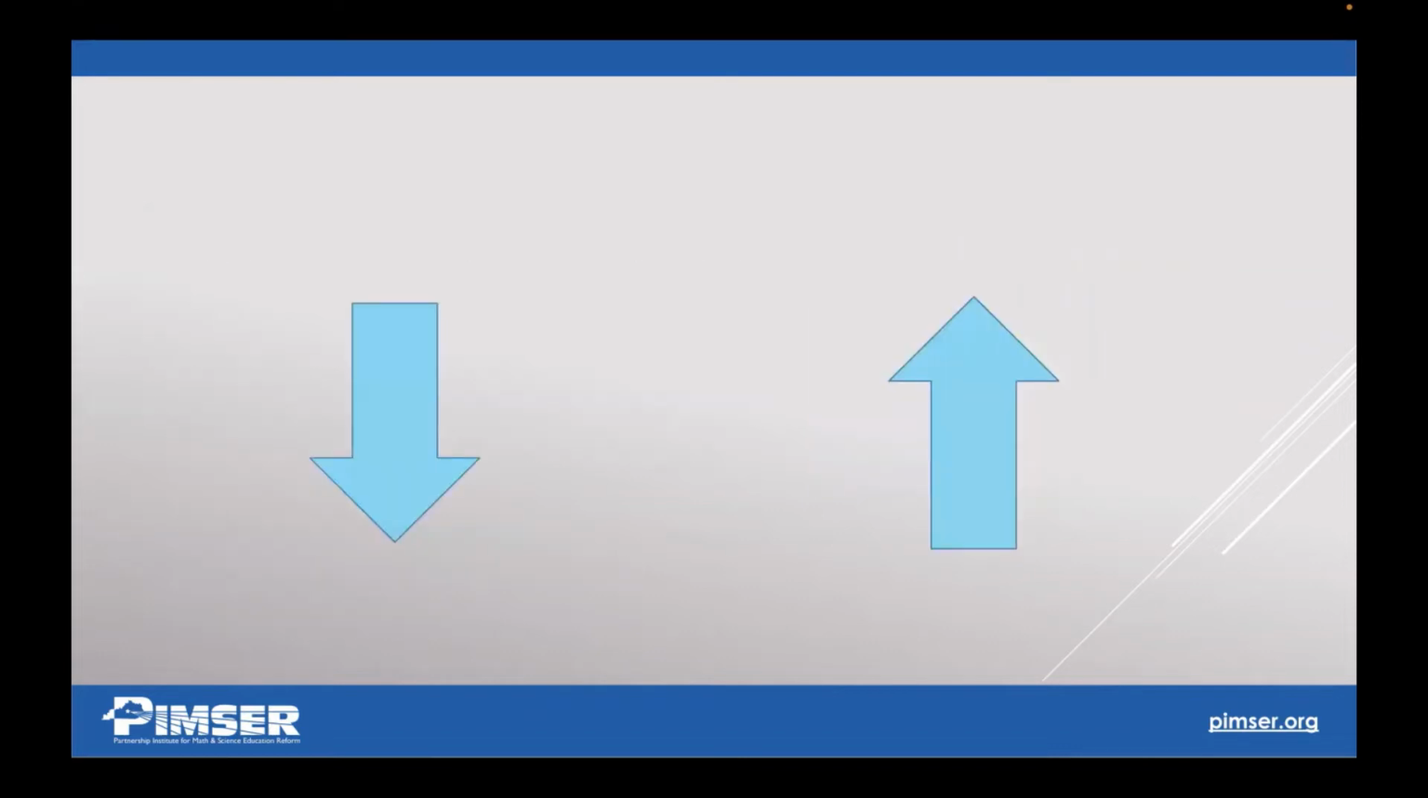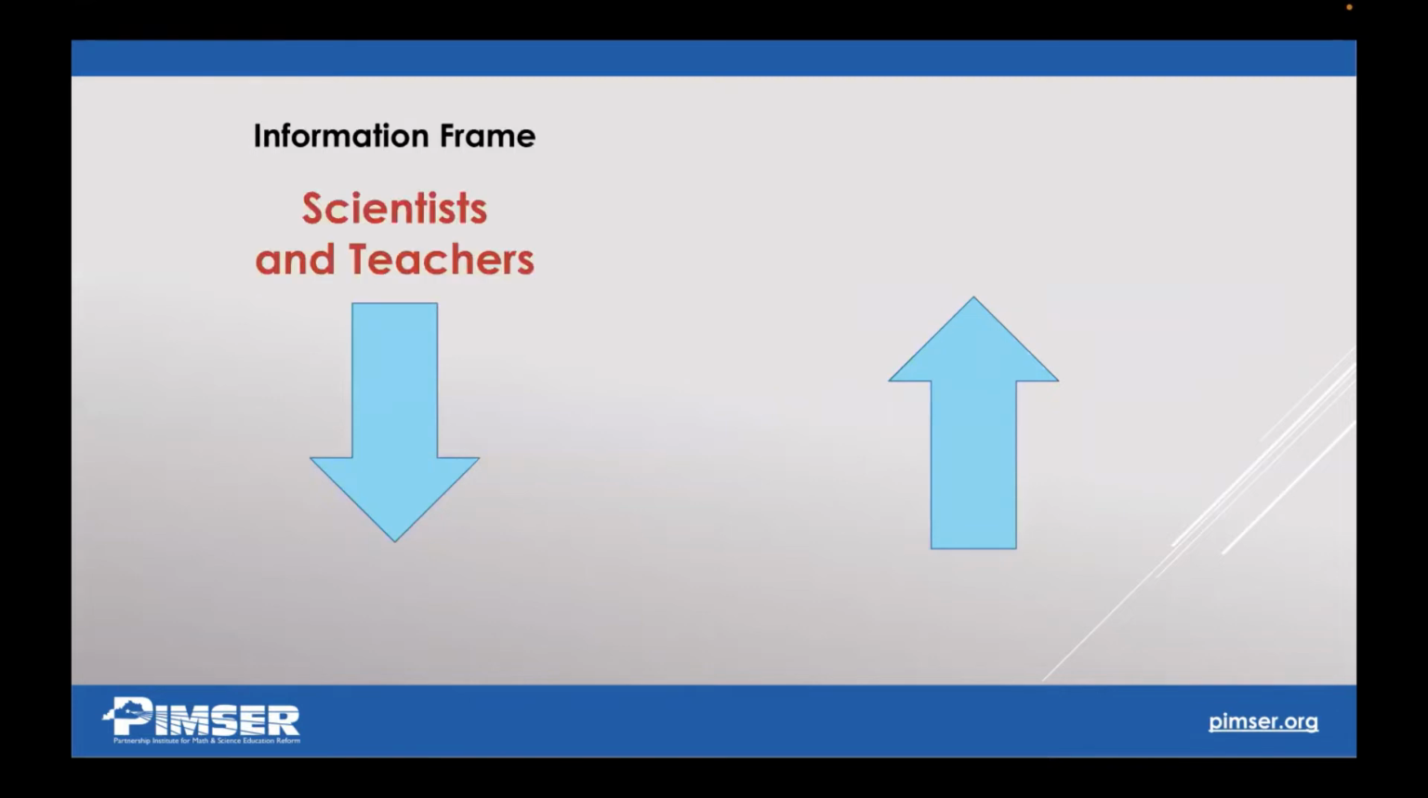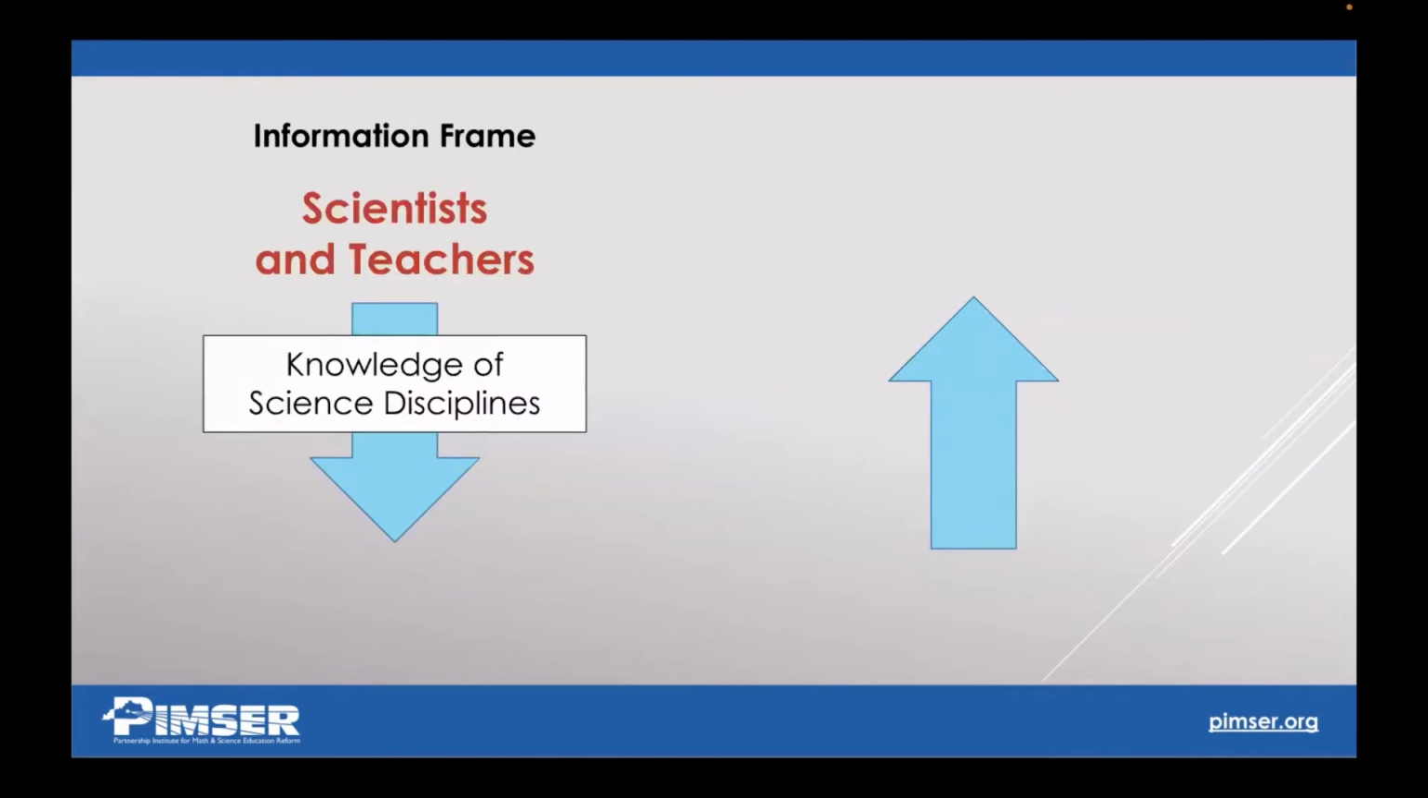So I use this particular slide a lot because I think it helps to capture the changes that were envisioned in the K-12 Framework for Science Education. In the past, using this information frame of instruction, scientists and teachers just passed down the knowledge of science disciplines. You need to know these things. You really can't figure something out until you know this. This is like the dogma of science. And it worked for some students, and I would be one of those students that it worked for. However, it didn't work for all students.